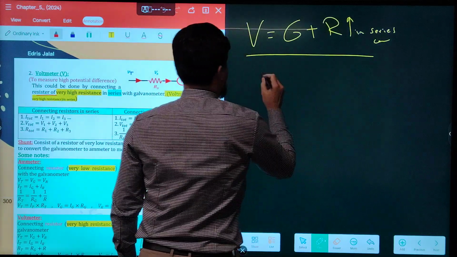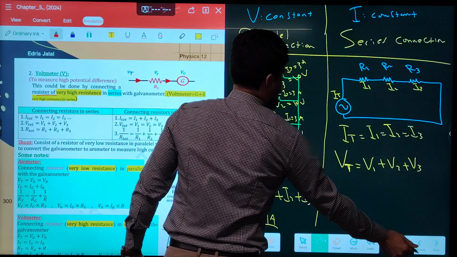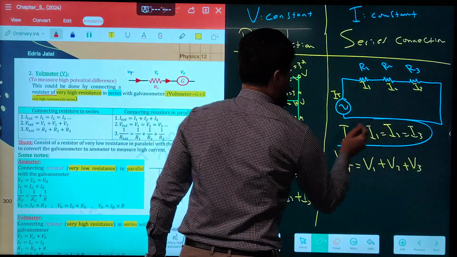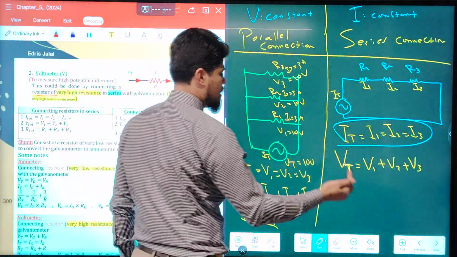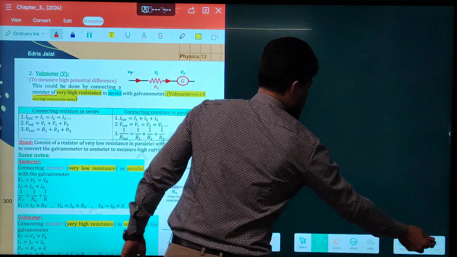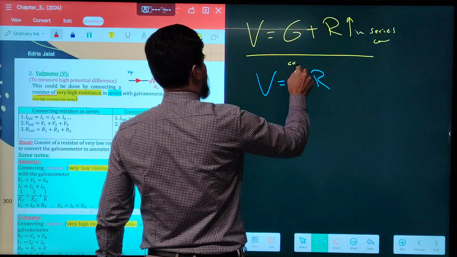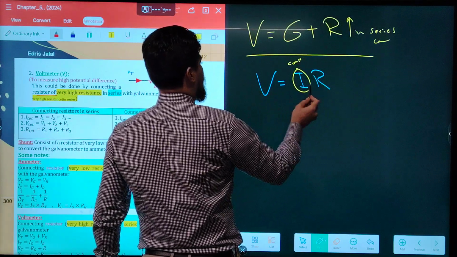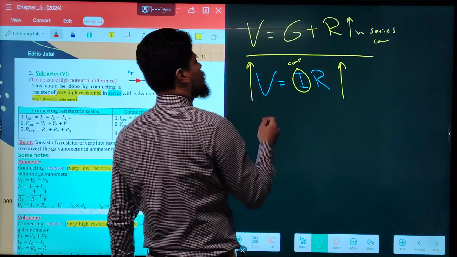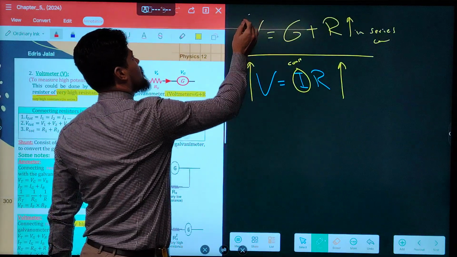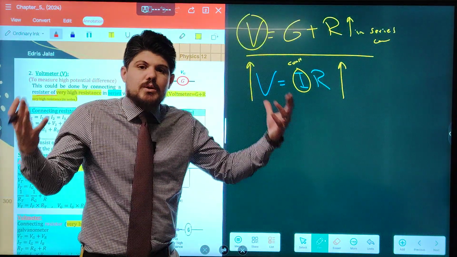Why? Because according to Ohm's law, V is equal to IR. In series connection, which one is constant, I or V? I is constant. In series connection, the amount of current throughout the circuit is constant. When current is constant, what is the relation between R and V? Directly proportional. More resistance provides more potential difference. The voltmeter is used for measuring high potential difference, and that is what we need.